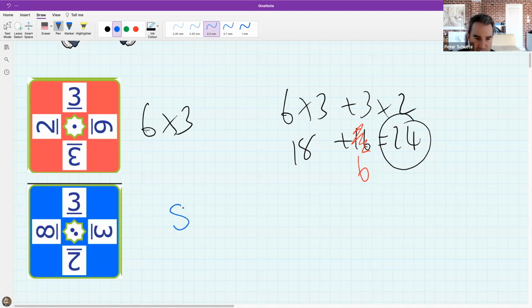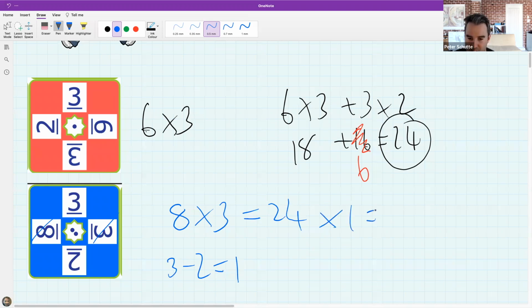My brain has suddenly had a flash of inspiration, but maybe Louisa saw this. Would you all agree that 8 times 3 is 24? Now, the problem is I've still got to use up the 3 and 2, but 3 minus 2 is 1, and 24 times 1 is just 24. So I used up the 3 and the 2 in a sneaky way by getting 1, and you can use 1 to do anything. That was my sneaky way of doing it.